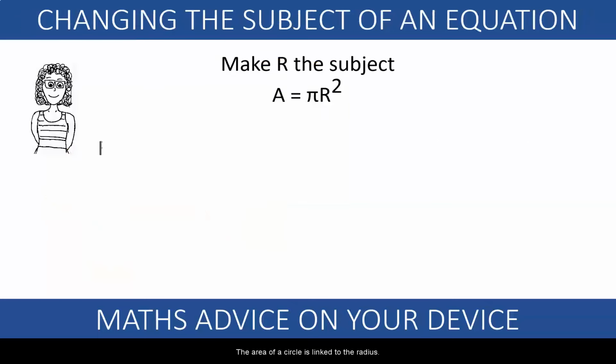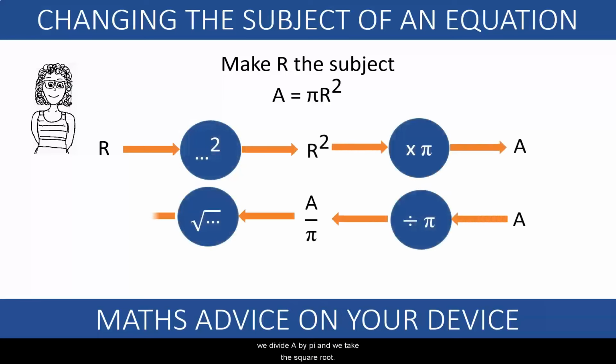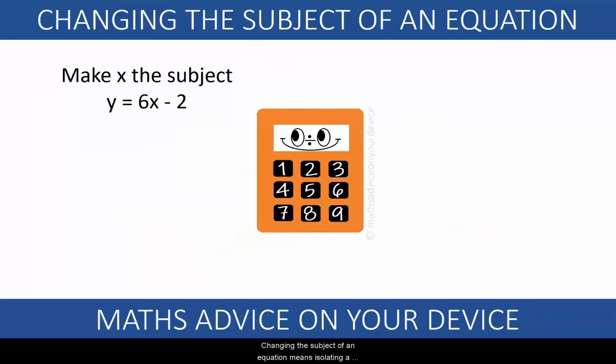The area of a circle is linked to the radius. Make r the subject. R squared times pi equals the area. So working in reverse, we divide A by pi and we take the square root. Changing the subject of an equation means isolating a different variable. We use the methods first introduced when solving equations.